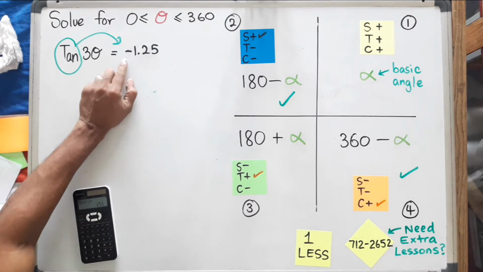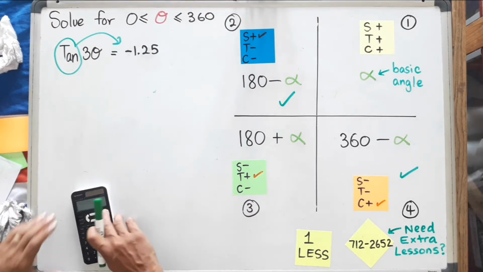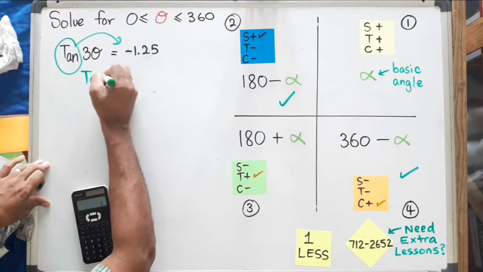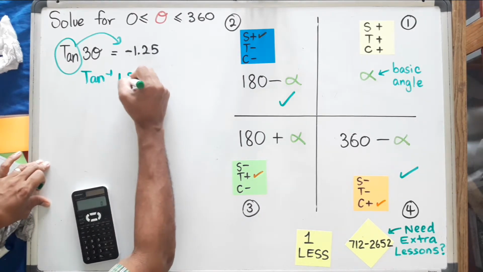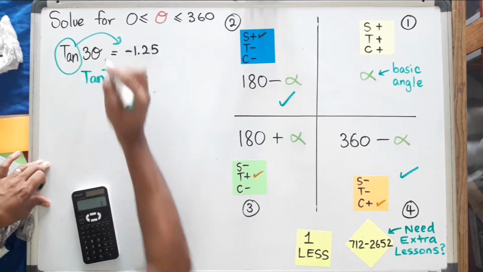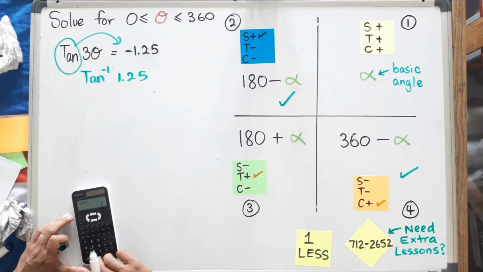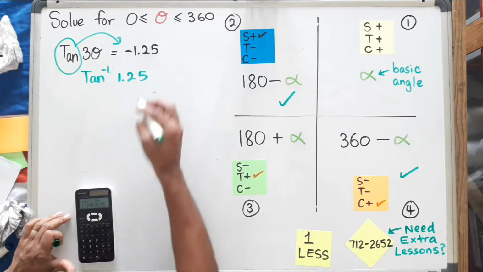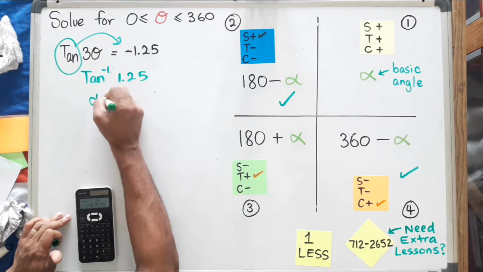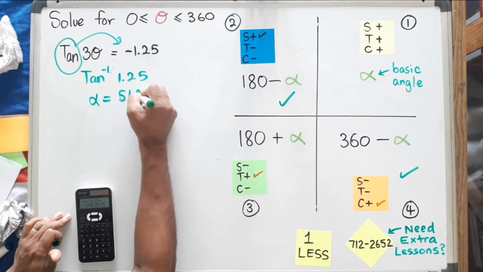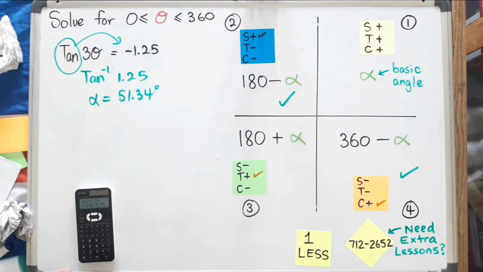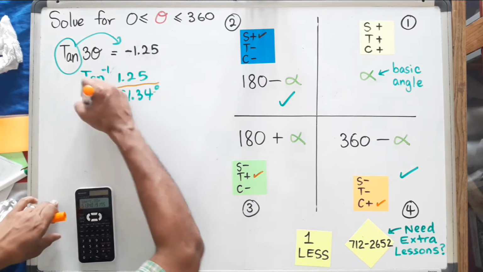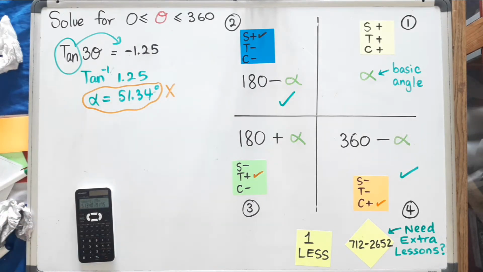So when it's a negative, remember I told you, ignore the negative. So we are just going to find the tan inverse of 1.25, okay? Tan inverse of 1.25. And well, let's double check. Second function, tan 1.25. And we get our answer as 51.34 degrees. Remember, this answer here is not our answer. We are going to use it to get our answer.